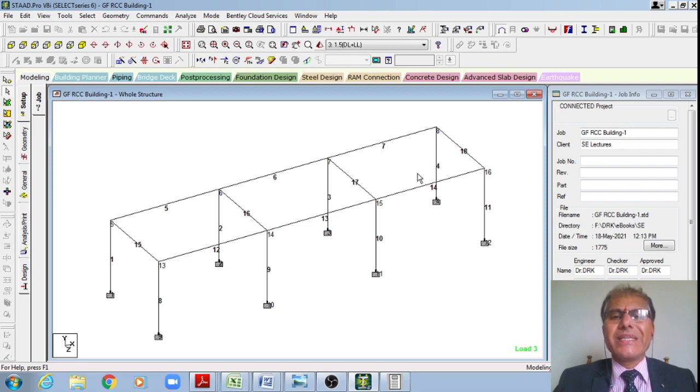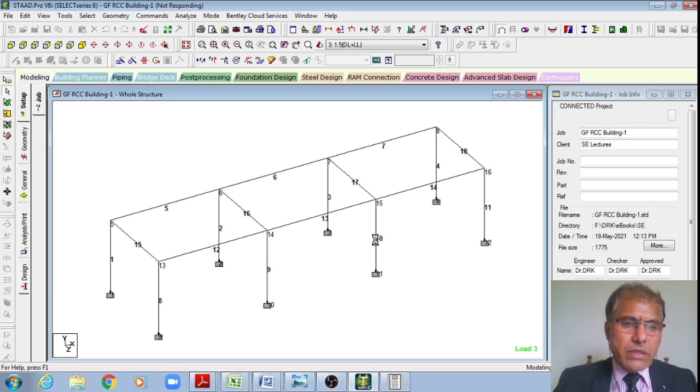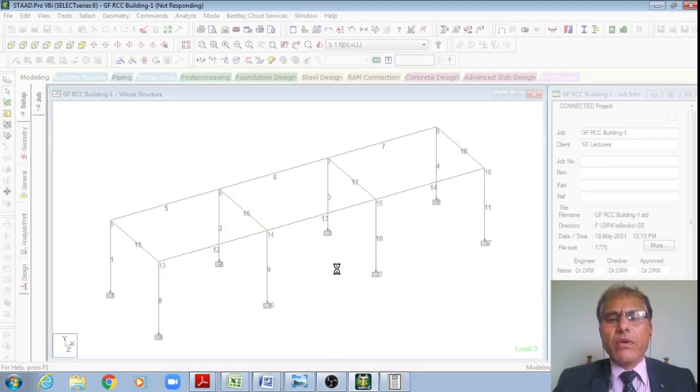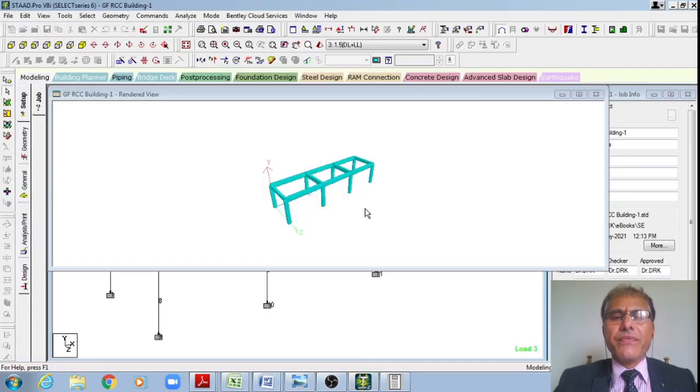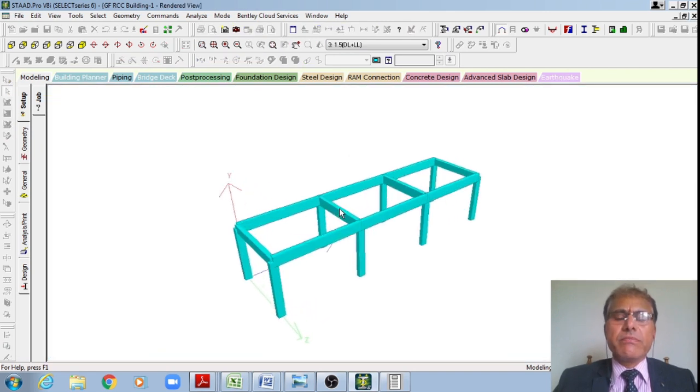In today's class we discussed the analysis and design of a ground floor single story RCC building done by manual calculation, right? There we have seen the slab, beam, column, footing manual designs. Even I have done the designs using Excel sheets. Later on I have compared that with STAADPro. Therefore I have concluded that STAAD is giving exact results compared to the manual calculations, right?